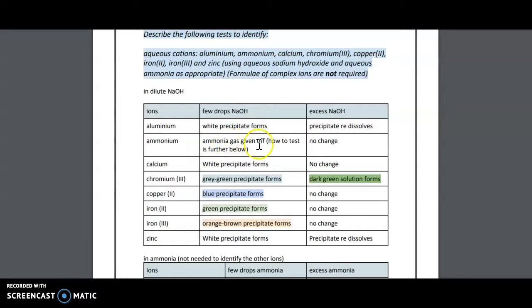Ammonium will give off ammonia gas. Calcium will give off another white precipitate. Chromium, copper, iron 2 and iron 3, you don't need to know the difference right now. They just have different charges, but they will all form colored precipitates. Zinc is a white precipitate, so it might be difficult for you to tell at this point the difference between aluminium, calcium, and zinc. If you add a lot of NaOH, you could tell that calcium is different because there will be no change, whereas aluminium and zinc will redissolve.